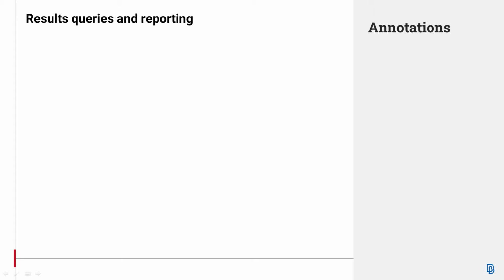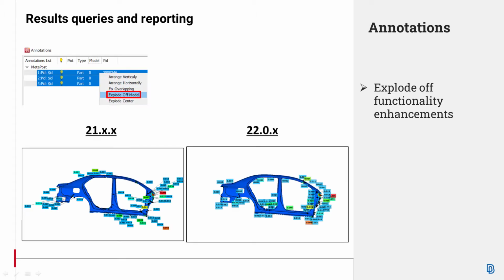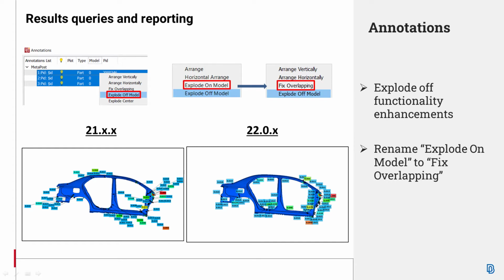Moving on to annotations, the explode functionality has been greatly improved. Annotations are now placed outside of the model area, but better positioned and closer to the pointer position. Additionally, the context menu Explode on Model has been renamed to Fix Overlapping for clarity.